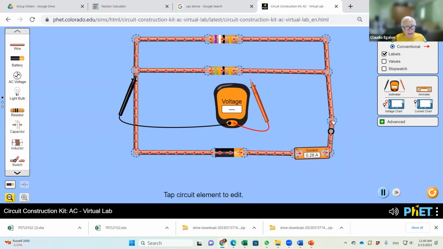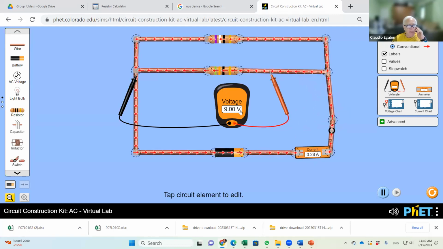That's going to be very difficult. Okay, let's leave it this way. You see it? We have a current of 0.28 amperes here. And very important, those two devices work very differently.